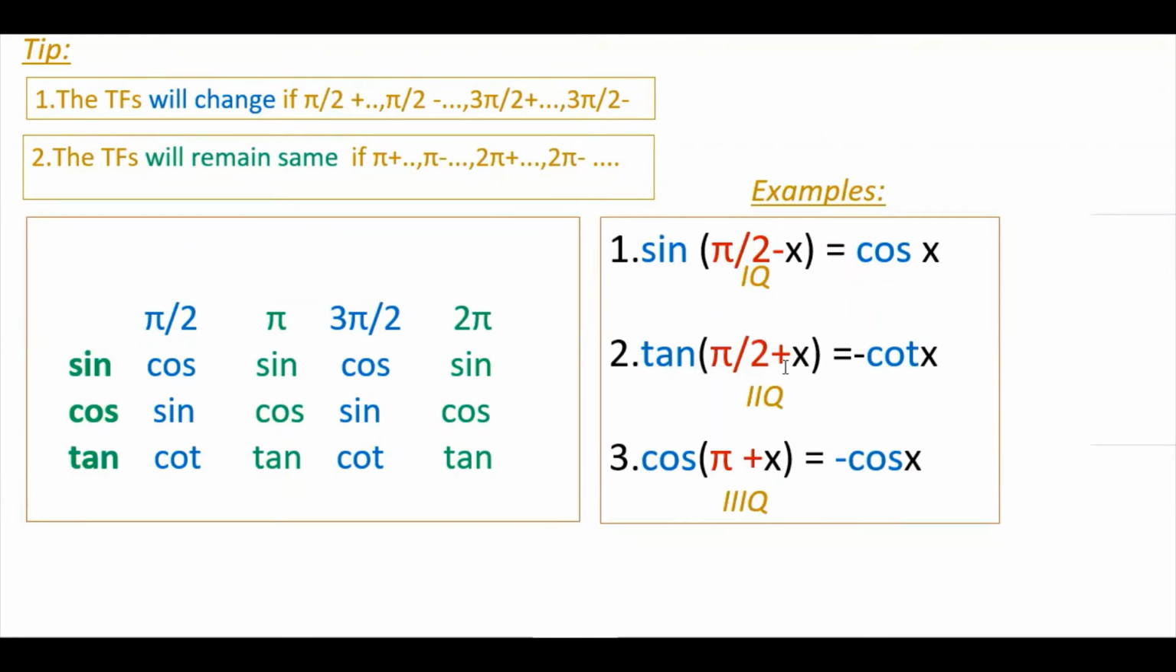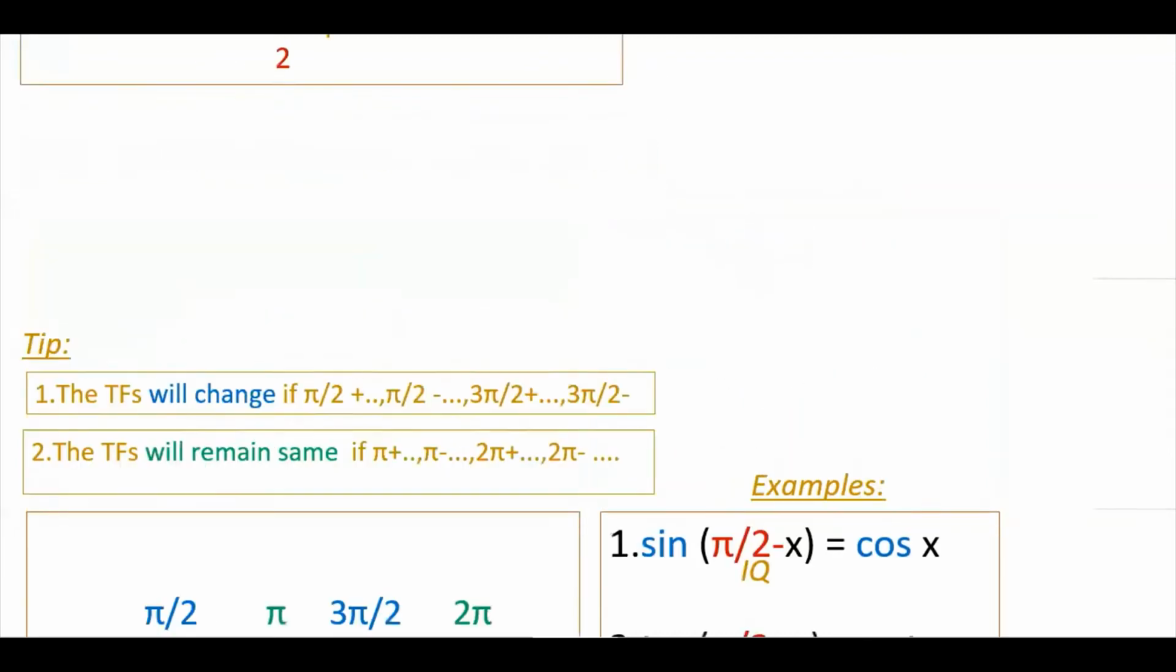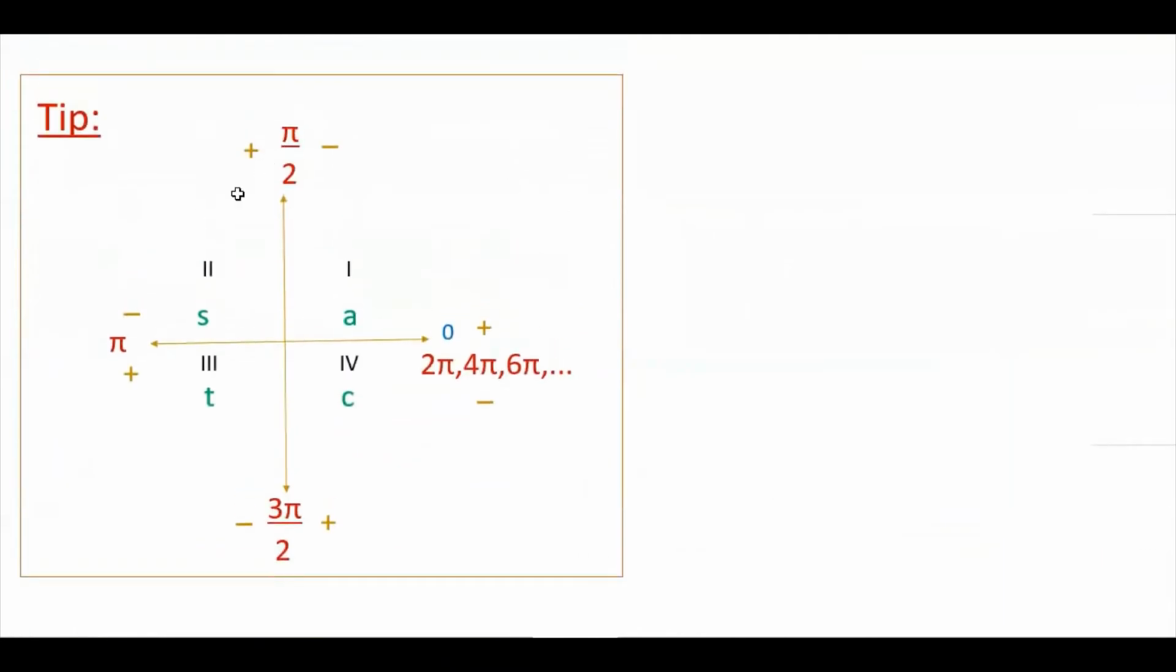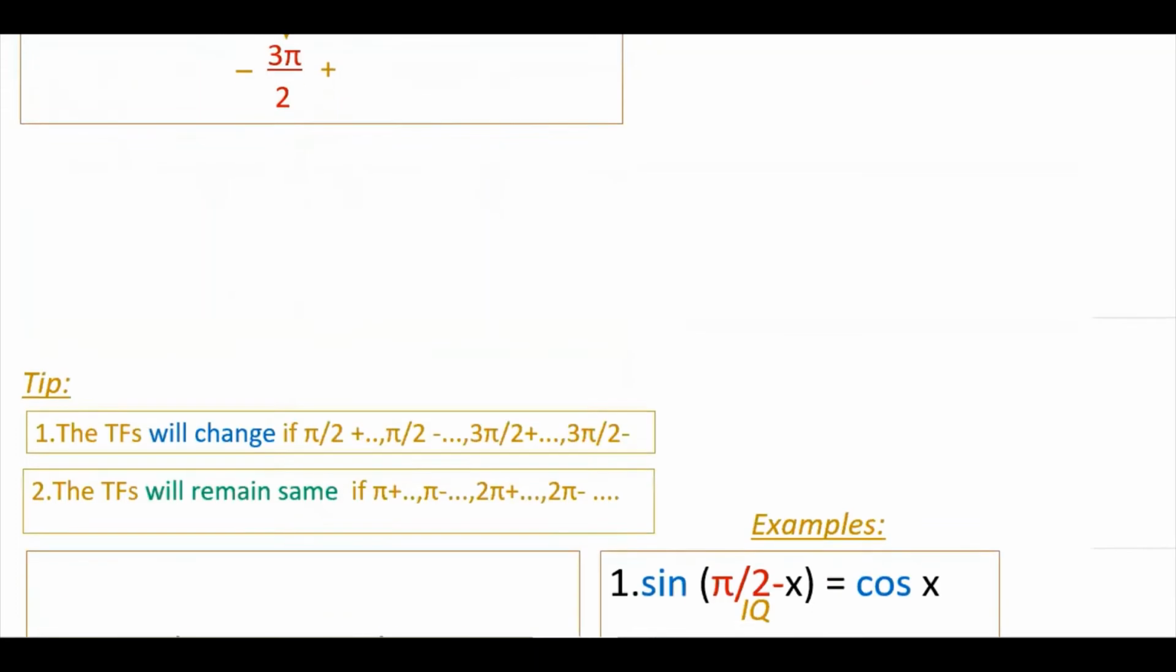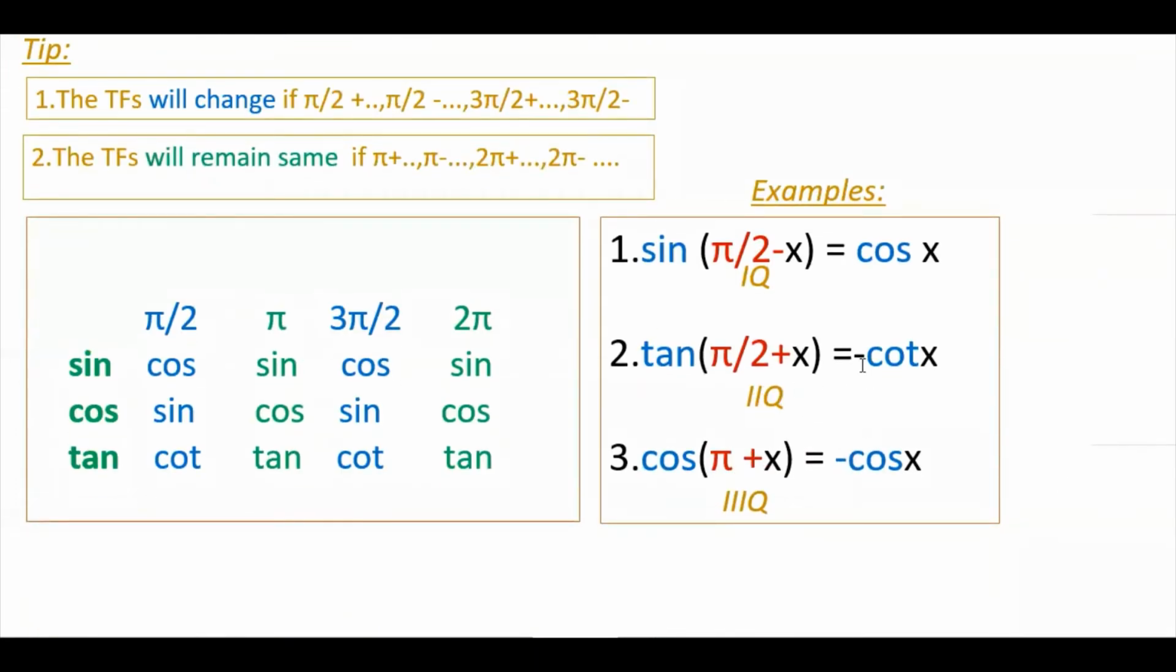And here, tan of pi by 2 plus x. Here with pi by 2, you have to change the trigonometric function from tan to cot. And pi by 2 plus x is in the second quadrant. In the second quadrant, only sine and cosecant are positive. So you have to put a minus sign.